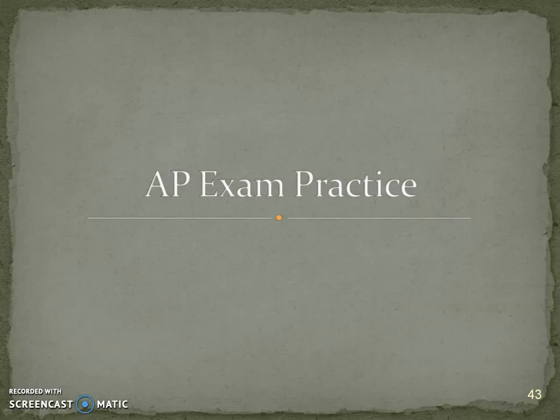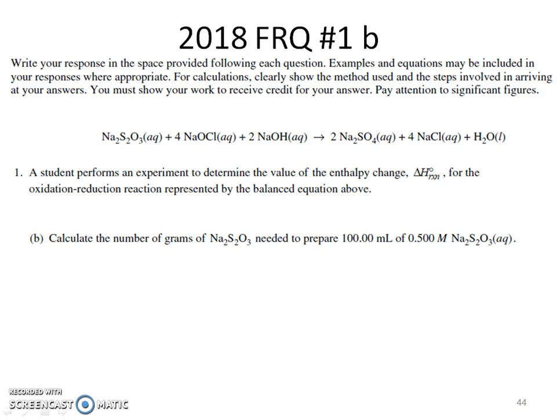So there are some AP FRQ practice questions I have for you. Pause the video and see if you can figure out how to calculate the number of grams needed to make 100 milliliters of a 0.5 molar solution of Na2S2O3. And again, molar means moles per liter, so that might help you get to the units that you want. Can you come up with a game plan? Oh, and I forgot about this: this particular question tells you to pay attention to sig figs.